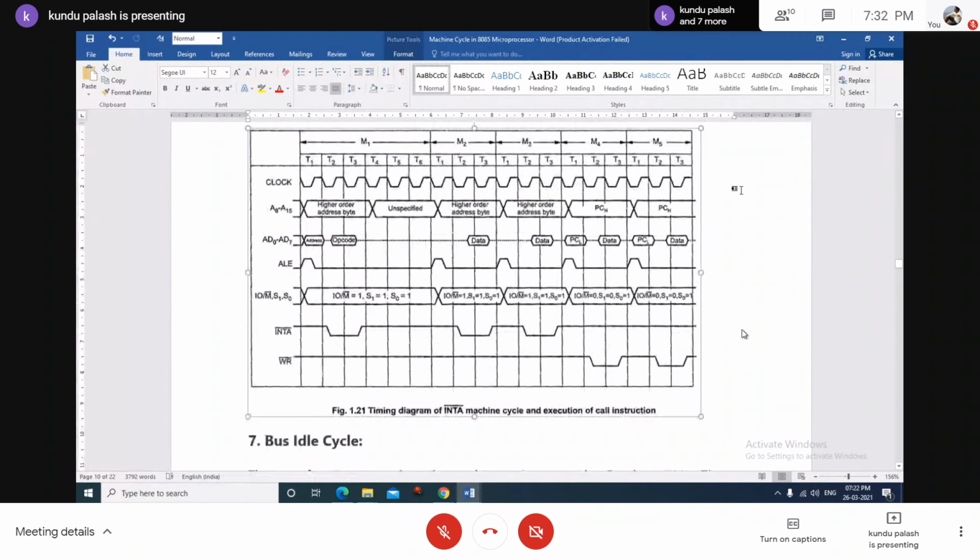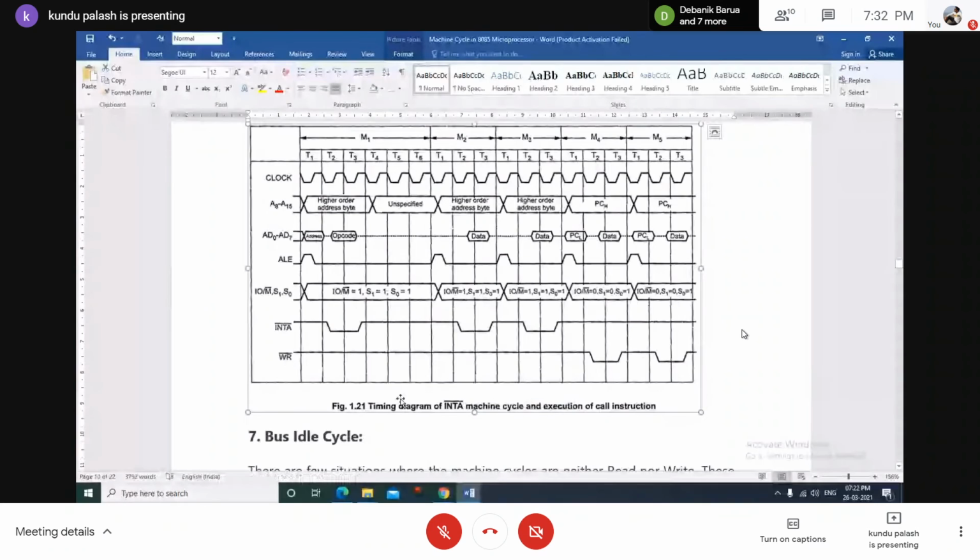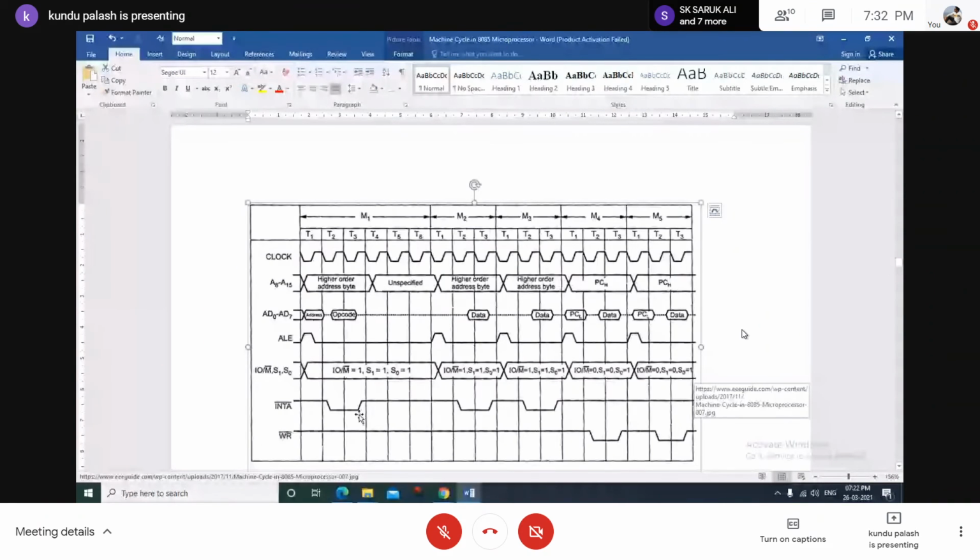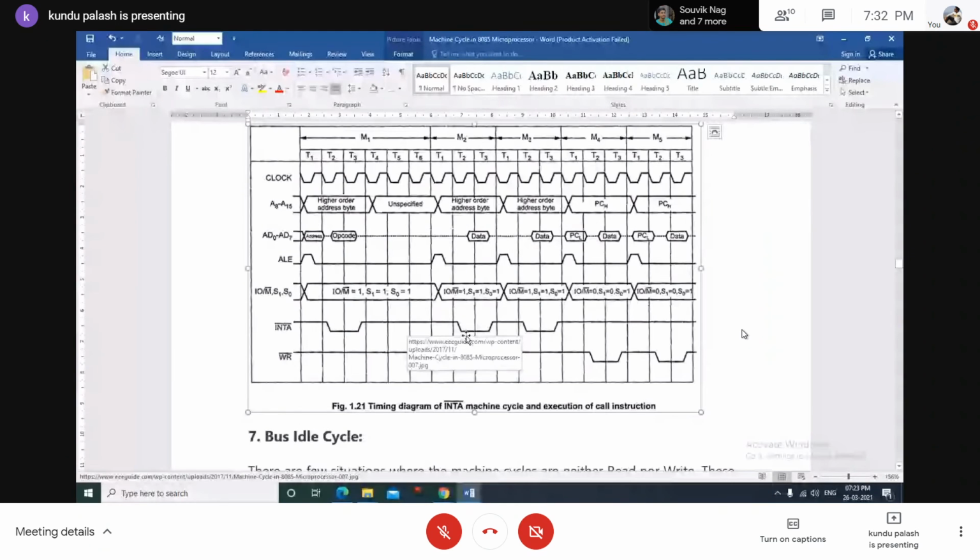So this is the timing diagram of the INTA bar for the occurrence of the INTA and interrupt request, machine cycle and execution of the call instruction. First the INTA bar will be generated by active low logic when the INTR occurs, because this is the timing diagram on the action of the INTR. Then at the M2 and M3 machine cycles, two further pulse transitions will occur over the INTA. Then it will be inactive.